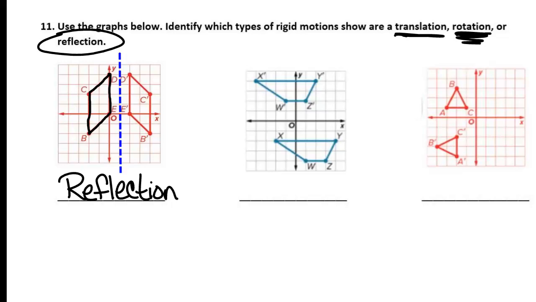Notice D and D prime are both 1 unit away from that line. C and C prime are both 3 units away from that line. It's a mirror image on either side of that.